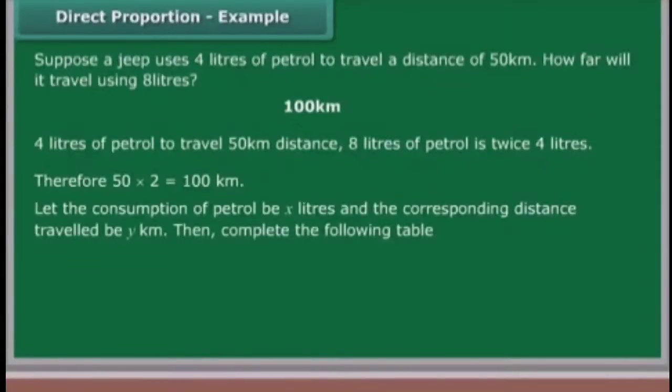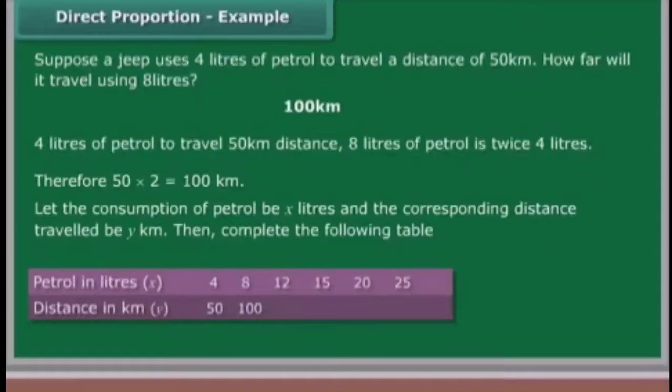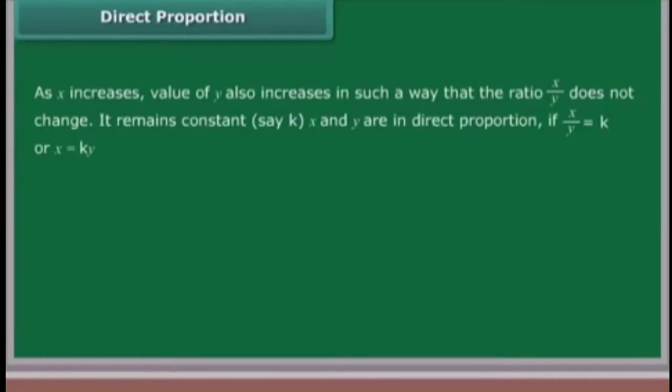Let the consumption of petrol be x liters and the corresponding distance travelled be y kilometers. Then complete the following table. Direct proportion. As x increases, the value of y also increases in such a way that the ratio x upon y does not change. It remains constant, say k.